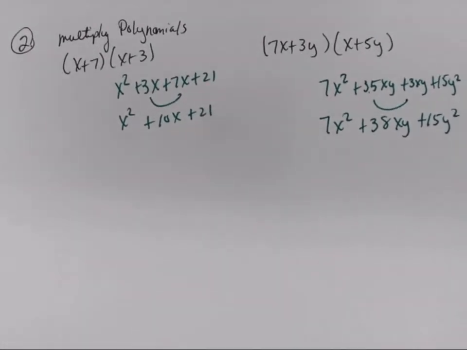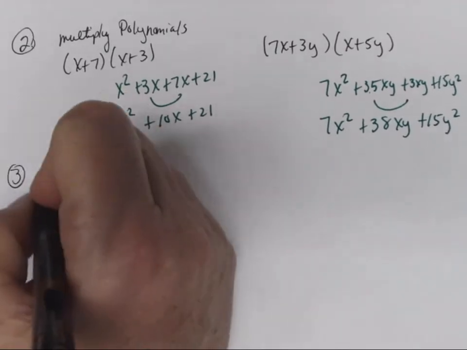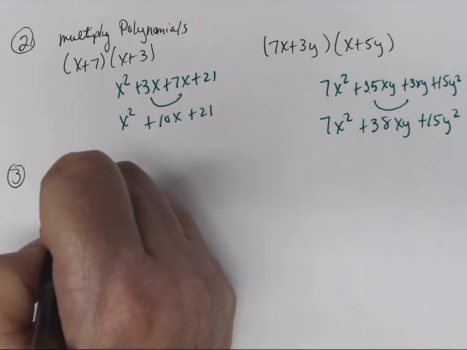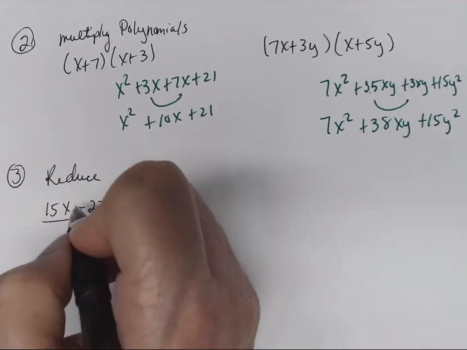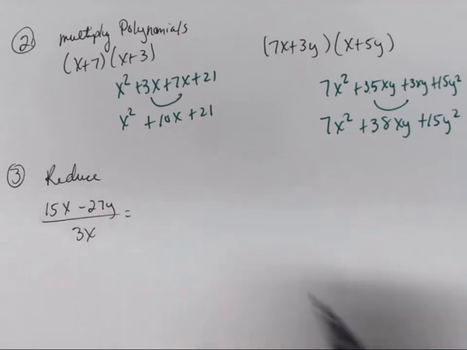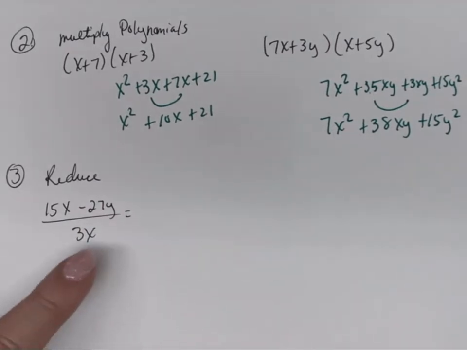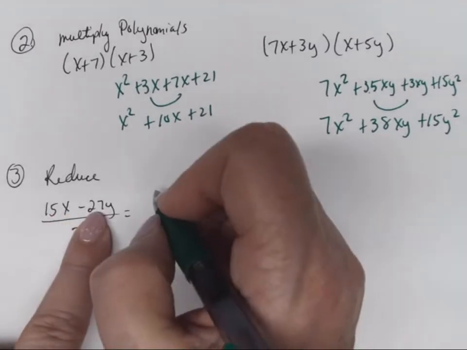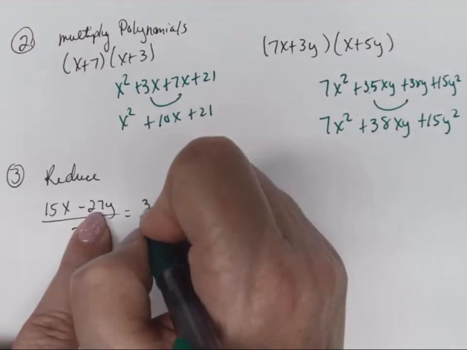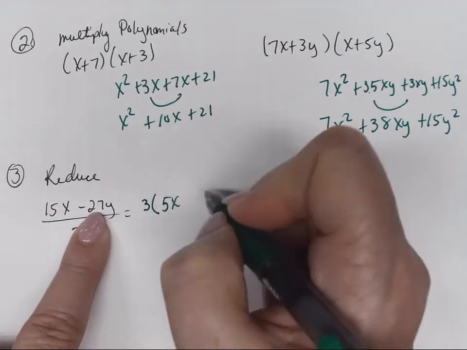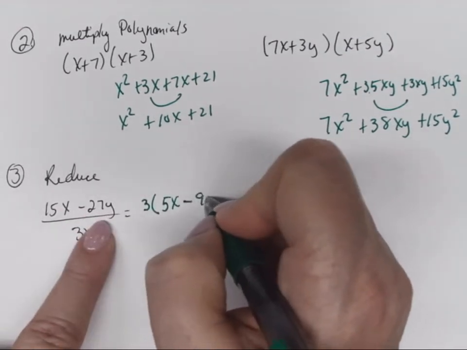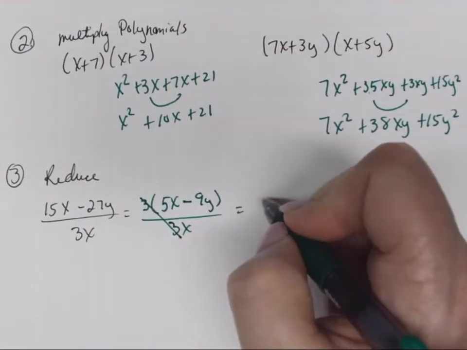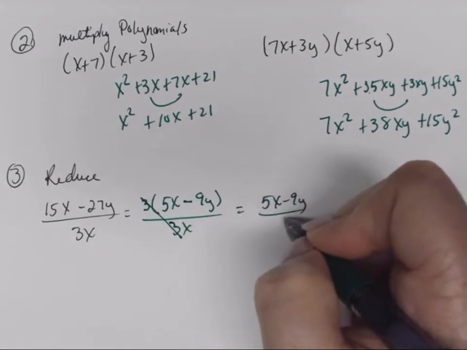All right, let's look at example 3. This one is a reducing question. So if we are given 15x minus 27y over 3x, we want to look and see what the common factors are. So up here at the top, between 15 and negative 27, that's going to be a 3. And I'll have 5x minus 9y over 3x. The 3's will cancel, and we'll end up with 5x minus 9y over x.